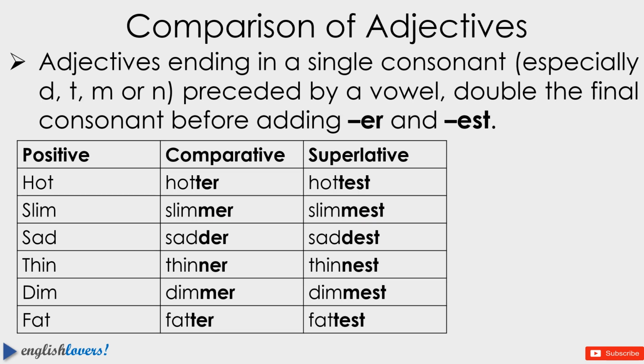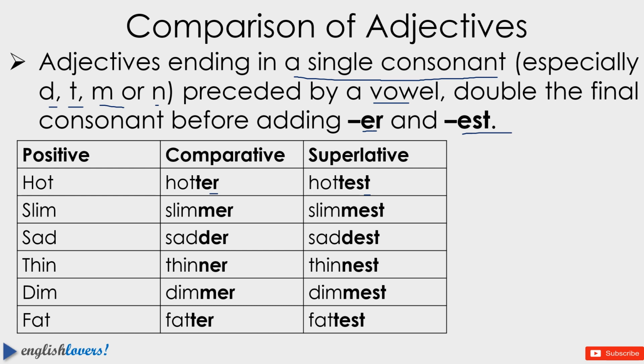So here is the next rule. Adjectives ending in a single consonant, especially d, t, m or n, preceded by a vowel, double the final consonant before adding er and est. So here there is er and est added to the positive in order to form comparative and superlative, but there is one rule that is followed here.